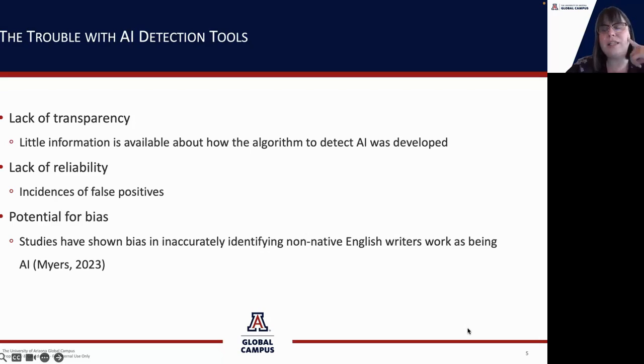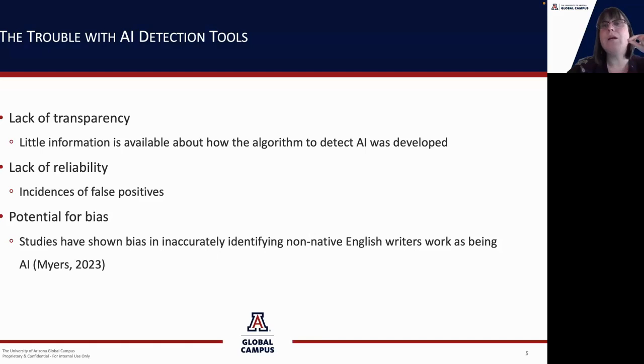And then the final reason, which I think is for me the most compelling reason why AI detection tools are problematic, is their potential for bias. Stanford put together a study in 2023, and it hasn't really gotten any better, although they are starting to train AI detection tools now on non-native English writers' work. The tools would inaccurately identify this work as being AI generated.